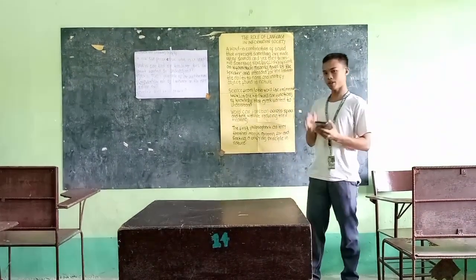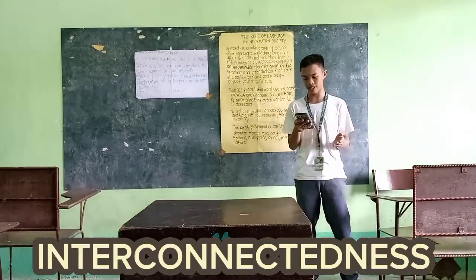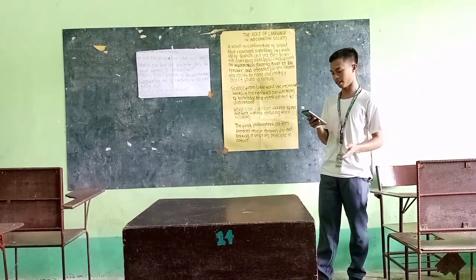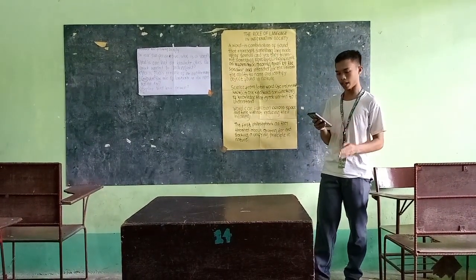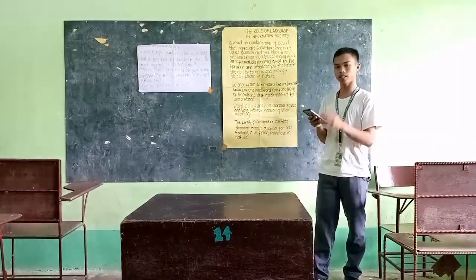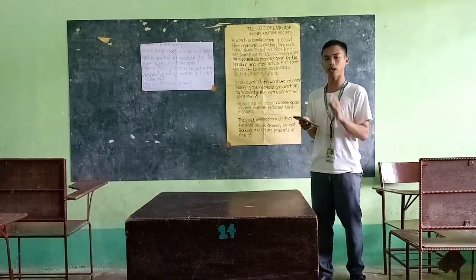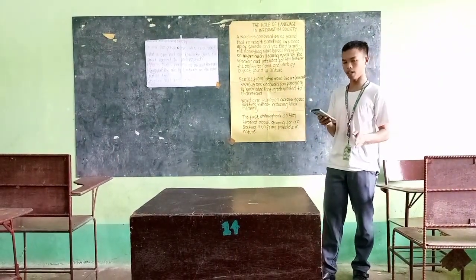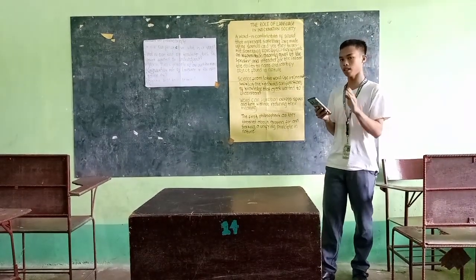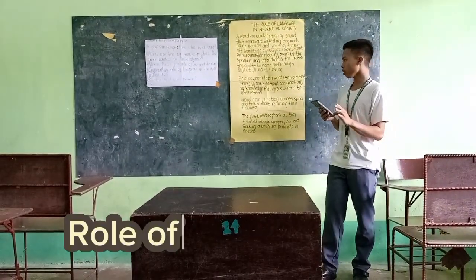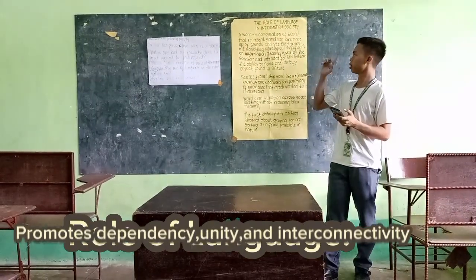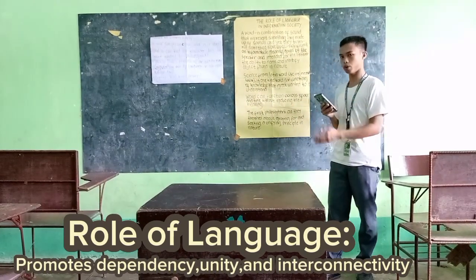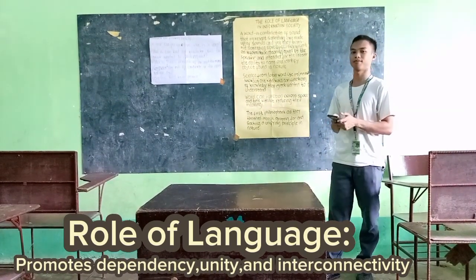Overall, the unifying principle of nature, which is interconnectedness, emphasizes that no aspect of nature can be fully understood in isolation. It highlights the intricate relationships and dependencies that exist, promoting a holistic perspective and recognizing that the well-being of one part is intimately linked to the well-being of the whole. So it promotes interconnectedness, it promotes dependency, and the one role of language is to promote unity, to promote interconnectivity and unity. That's it.